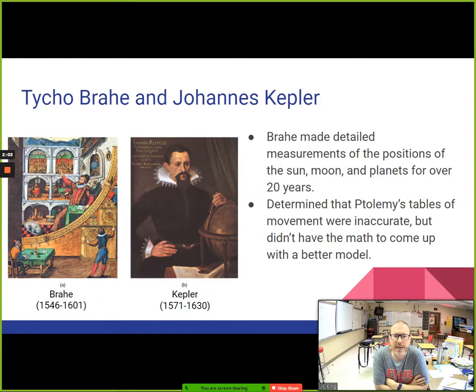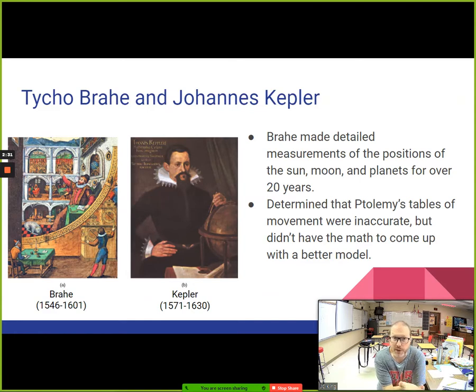Brahe got himself made the official royal astronomer. I forget what the country was. I'm not sure if it was Denmark or Holland, but you can Google that if you really care. And so he got himself some serious royal patronage, and he built himself what was at the time the most state-of-the-art astronomical observation station on a little island just off the coast of the country he was working in. Basically had the thing to himself.